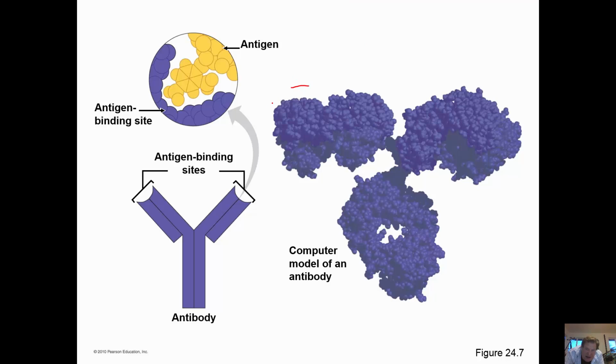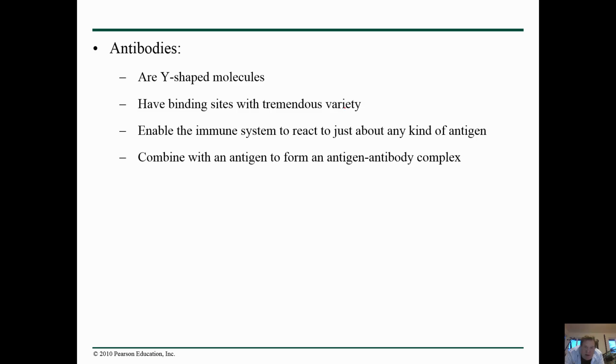The critical thing about the antibody is it's bivalent. And so it can polymerize because it's adding one thing to another thing. And then once it polymerizes a molecule, it pulls it out of solution. So with antibodies, you need to know what antigens are. Now you need to know what antibodies are. You saw a picture of an antibody before. These are Y-shaped molecules. They have binding sites with a tremendous variety, and they enable the immune system to react to just about any kind of antigen that we have.